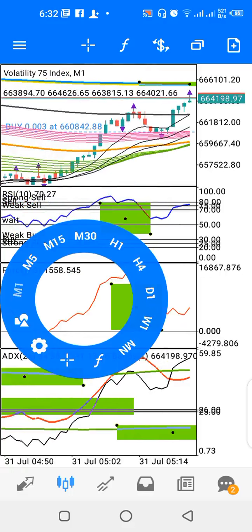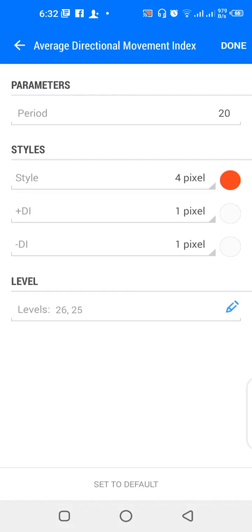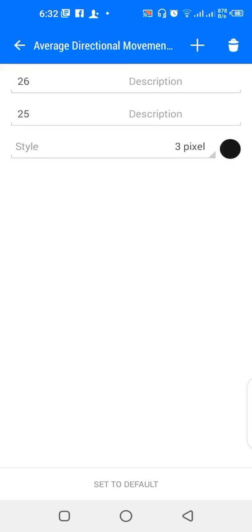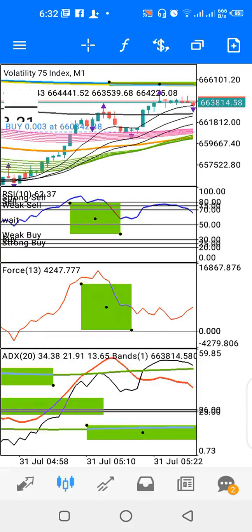Now the next one is indicator window 3, which is the last indicator window. We have average directional movement index. The parameters are, the period is 20. Of course, there will be no color for plus DI and minus DI. Then the levels, we have 26 and 25, color is black. So those are the parameters for the indicators.